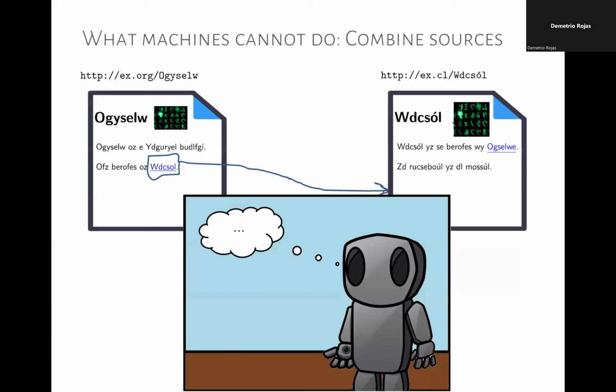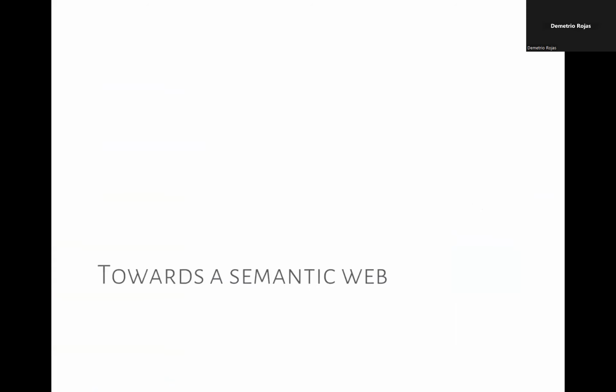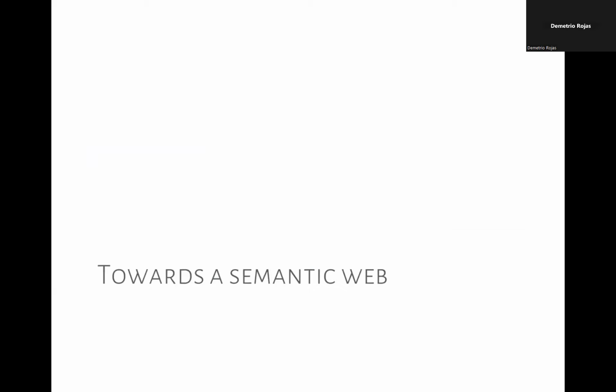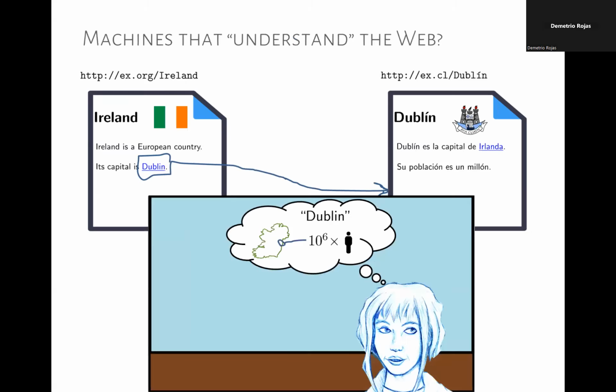So what machines cannot do is combine sources, at least in a highly precise general way. Maybe in some sources, a number of websites, but not over the scale of the web. It would require more understanding of the content to do this. Okay, so this is where the semantic web comes in, the content of this course.